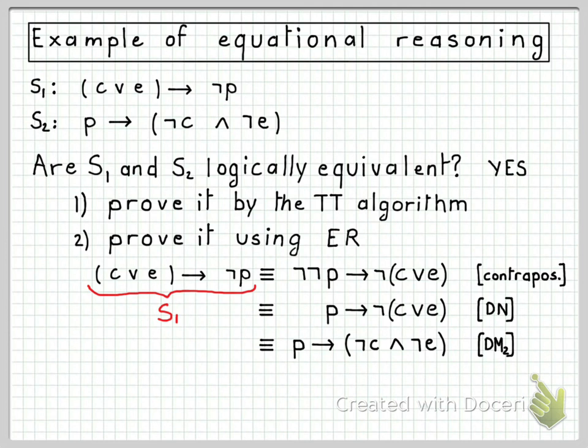And now we realize we're done. We just obtained S2. So let me indicate that right here. And so what we just proved is that by starting from S1, using equational reasoning, one substitution of equals by equals at a time, we end up with S2. Therefore, we can conclude that S1 is indeed logically equivalent to S2. And that was the goal of this exercise. So congratulations, and this wraps up the last segment of Lecture 4.